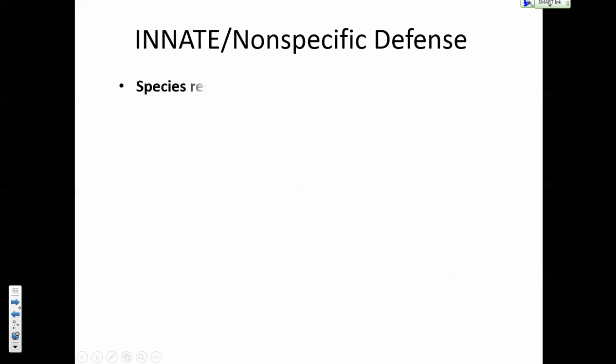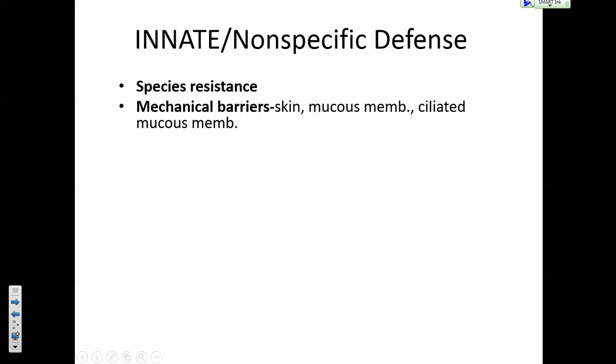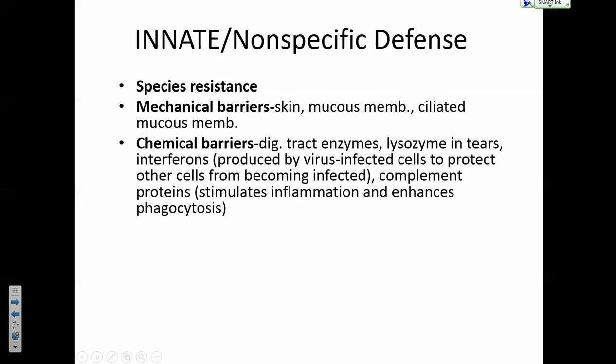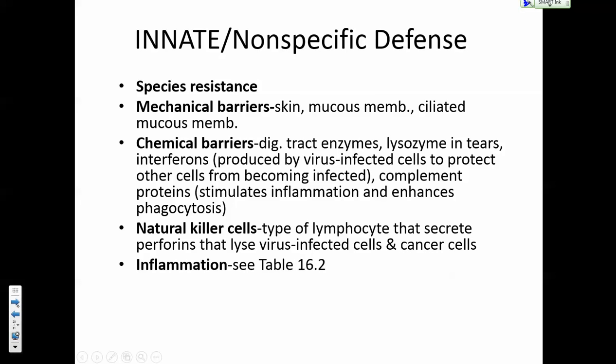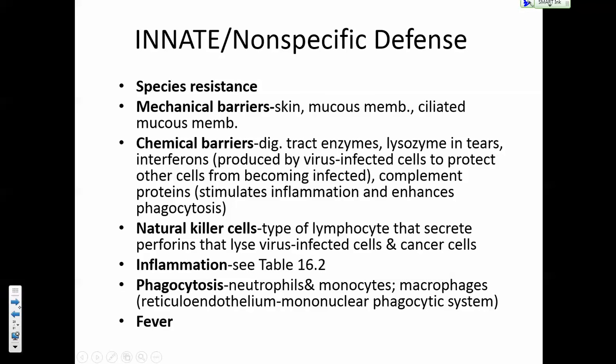So look at the non-specific, general, innate defenses. I've listed several of these. The fact that you are a human being causes you to have what we call species resistance. Let's think about your dogs. There is a devastating disease that dogs can get. It's a parasitic infection that you never see in humans. Can you think of it?